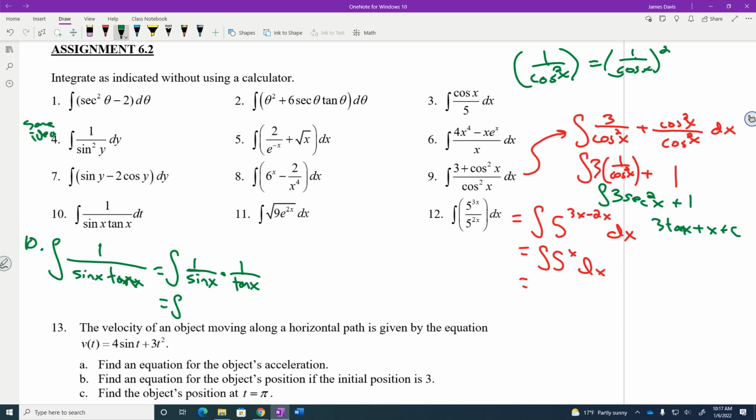Not all of them are going to be like you automatically see what to do right off the outset. You might have to experiment a little bit with manipulating fractions. So then 1 over sine is the same as cosecant, right? 1 over tangent is the same as cotangent. And that is something we have, the derivative of cosecant is minus cosecant cotangent, right? So then this is minus cosecant x.